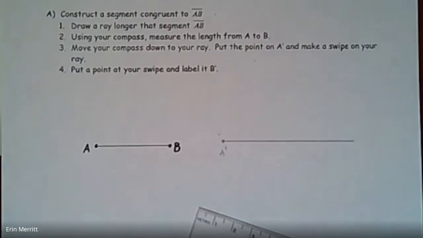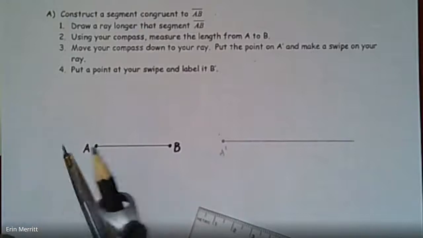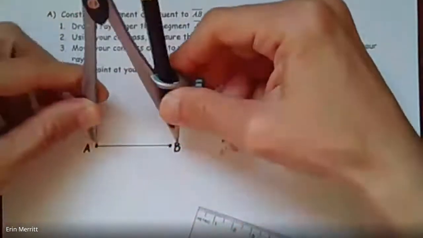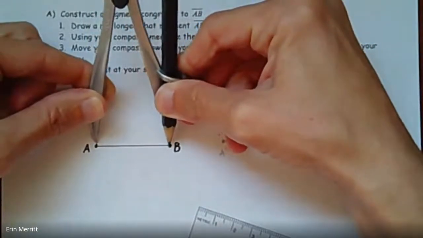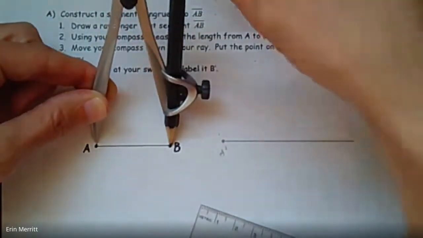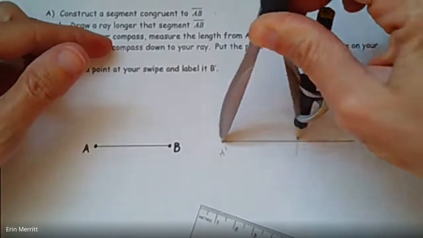To construct a congruent segment, I'm going to use my compass as a little measurement tool. Put the pointer on A and then open or close it so that the pencil is on point B. So I'm measuring that length. Now I'm going to move my compass over, put the pointer on A prime, and swipe a little arc.